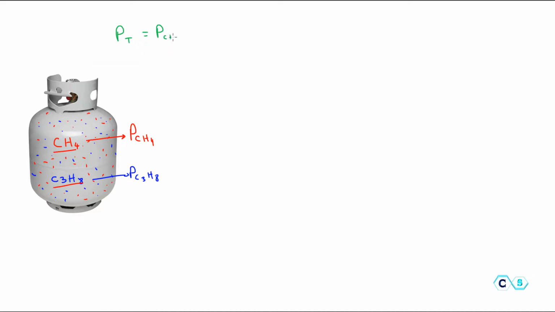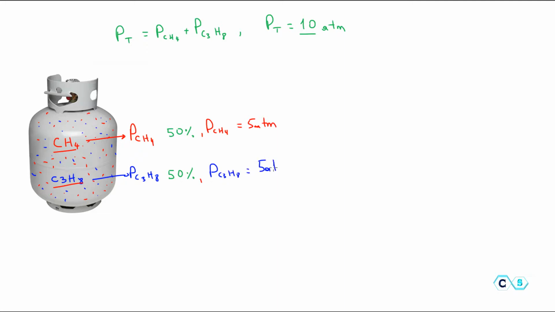So it's equal to the partial pressure of methane plus the partial pressure of propane. For example, if we have that the total pressure is equal to 10 atmospheres and we have a 50-50 mixture, 50% of methane and 50% of propane, then the partial pressure of methane is going to be half of this because it's 50%. So we can write down that in this case the partial pressure of CH4 is equal to 5 atm, and same for propane, the partial pressure is equal to 5 atmospheres.